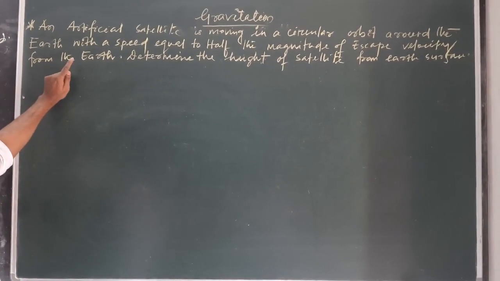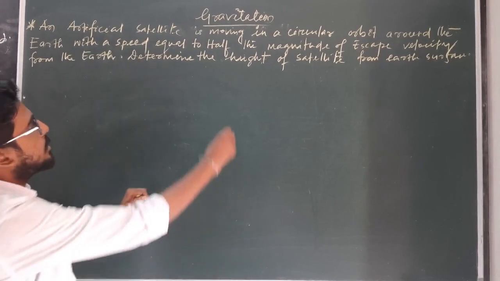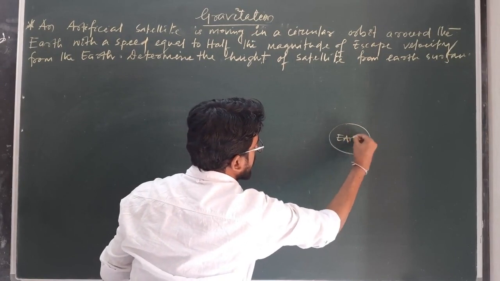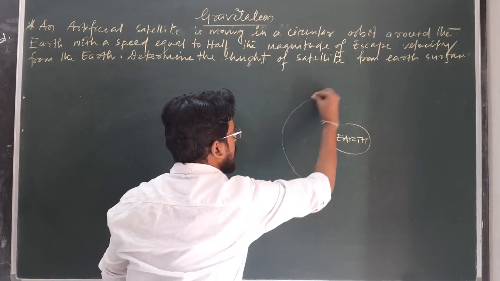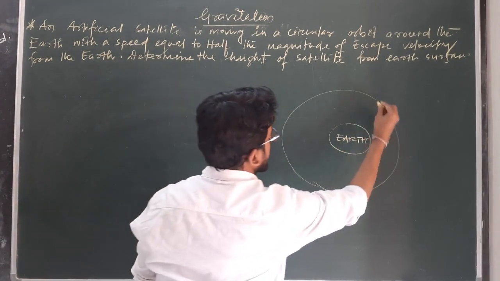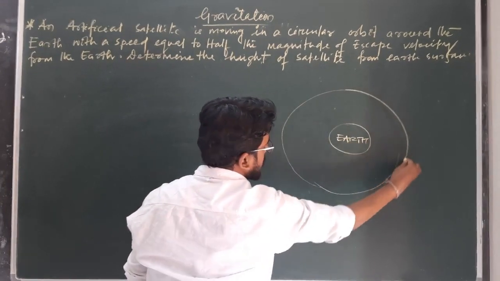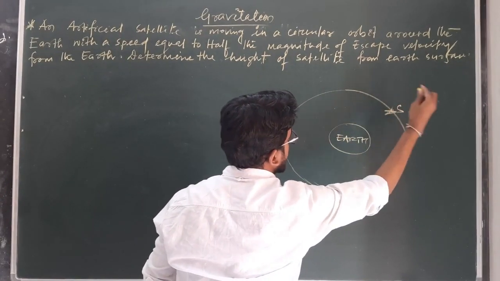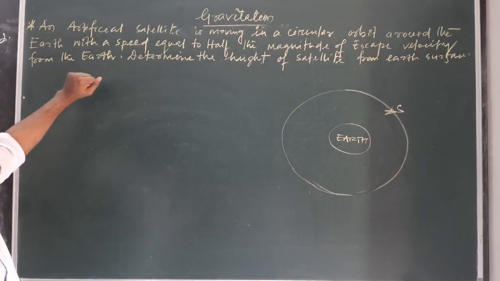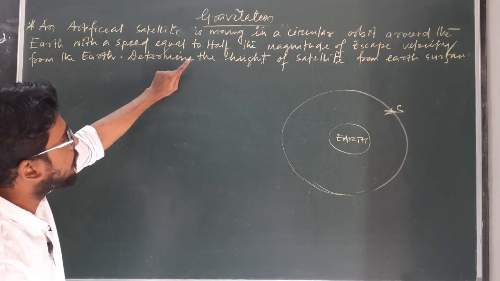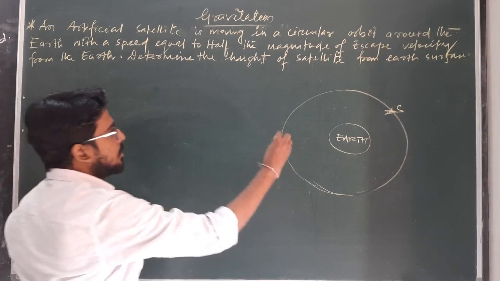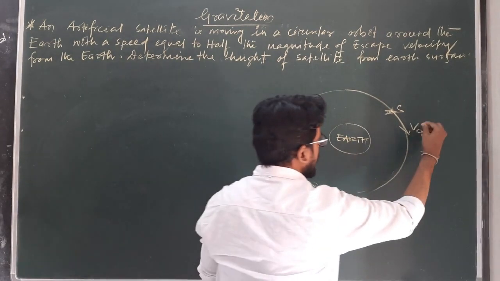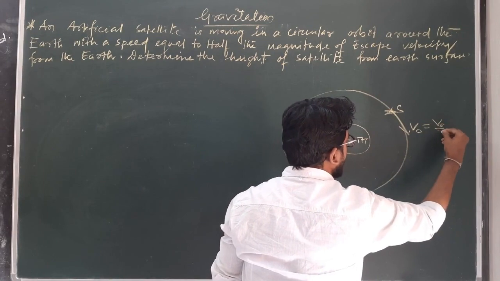Okay students, so the question is like this: an artificial satellite is moving in a circular orbit. So if this is earth, the artificial satellite is moving around it in a circular orbit. This is the orbital path along which the satellite is revolving around the earth. This is satellite S. The speed of the satellite is half of the magnitude of escape velocity from earth. So the speed at which the satellite is revolving, known as orbital velocity v0, is equivalent to half of the escape velocity from the surface of earth.